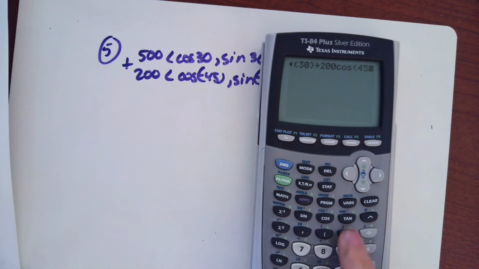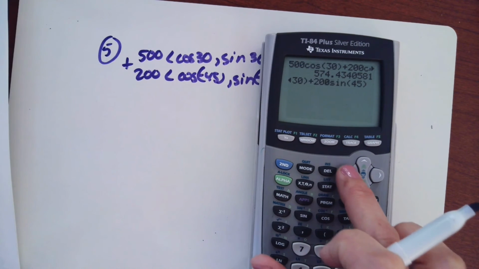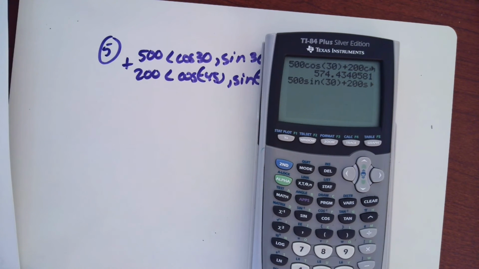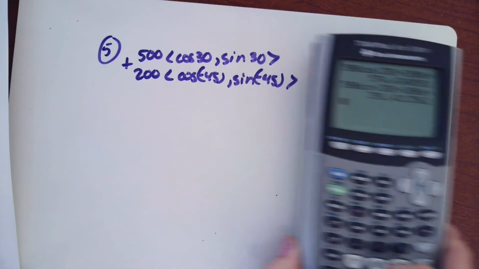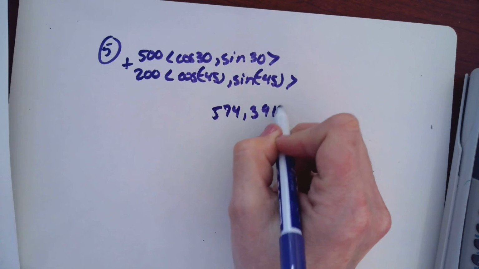All right, so I got 500 cosine 30 plus 200 cosine 45. Okay, so there's the first one. I'm going to re-enter that and change all the cosines to sines. And there's the second part. So I'm just going to say 574 and 391. Doesn't say round it, so 574, 391. That's the resultant.